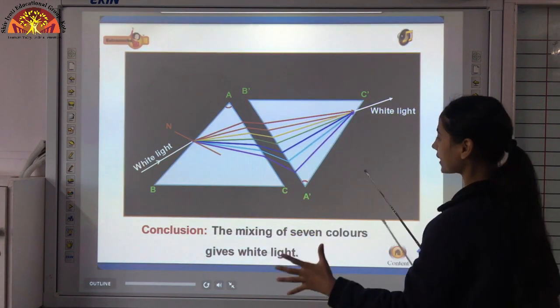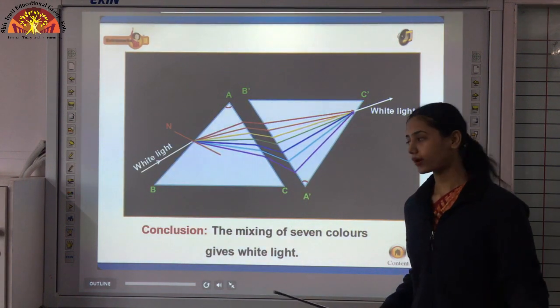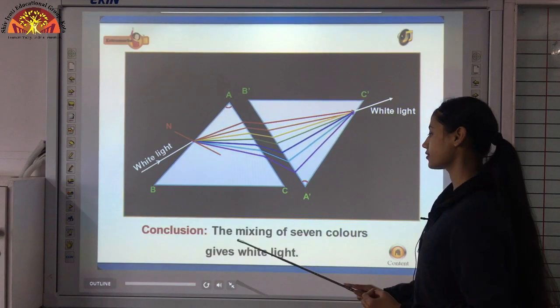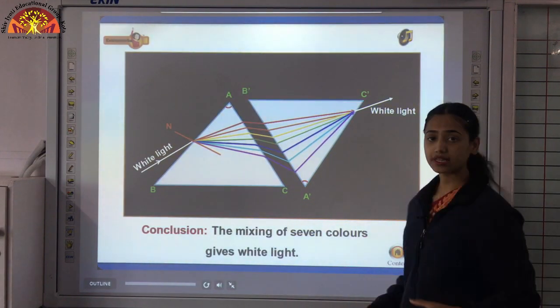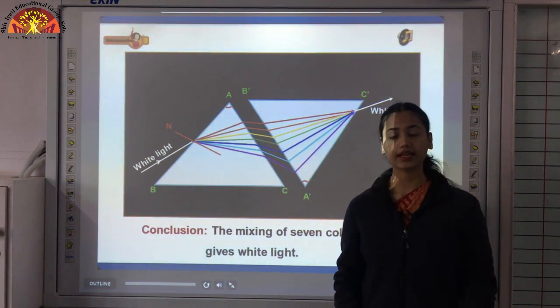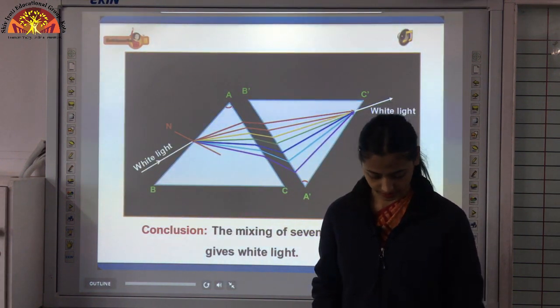So by this activity, what are we getting? We are recomposing our white light. So what is the conclusion? The mixing of 7 colors gives us white light, whereas white light scatters into 7 different colors. So sunlight is a white light and it contains 7 different colors.